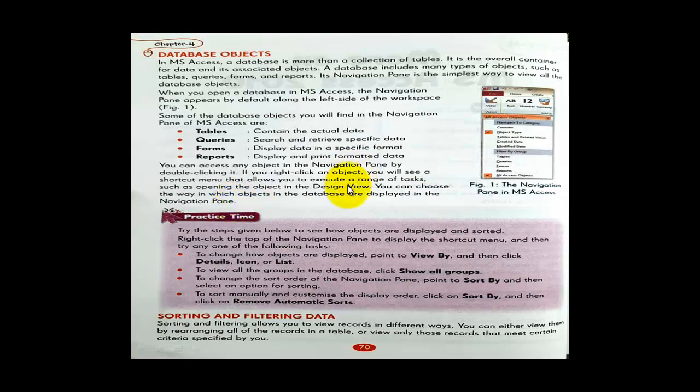When you right click on the object, you can see a menu there. From there you can choose, such as opening the object in design view. It allows you to execute a range of tasks. Now you can choose a way in which the objects in the database are displayed in the navigation pane also.